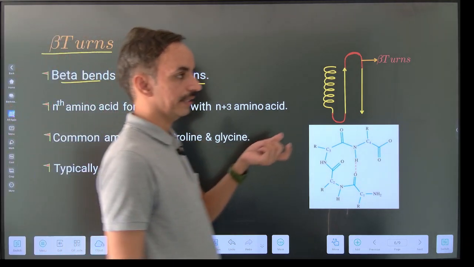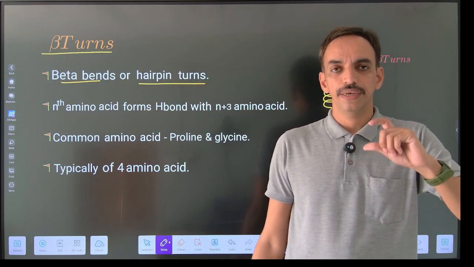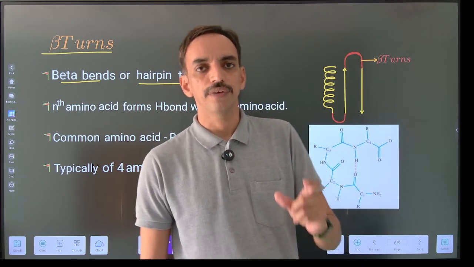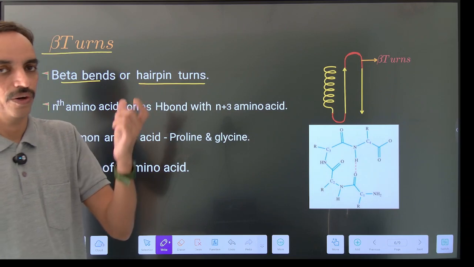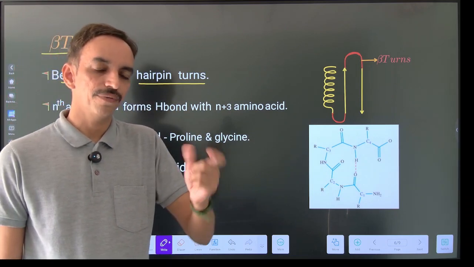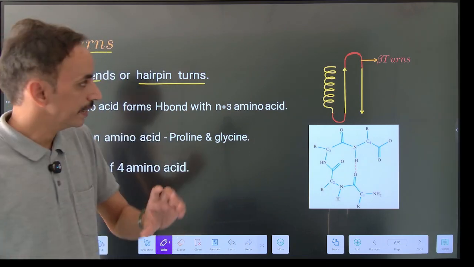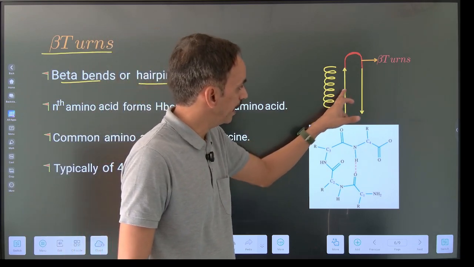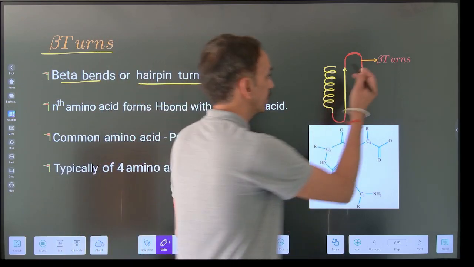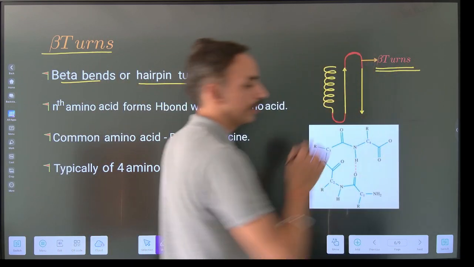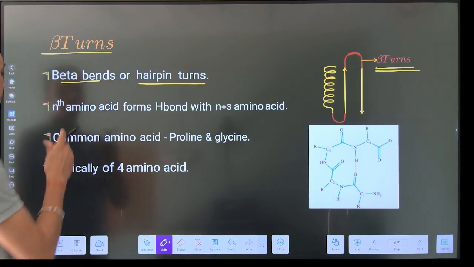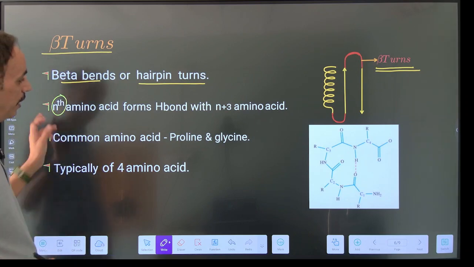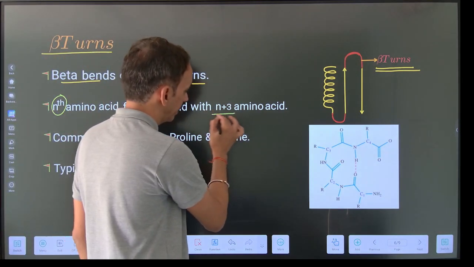Now these beta turns or hairpin turns play a vital role in the formation of globular structure. These turns are generally found on the surface of the globular protein, where they connect two anti-parallel beta sheets. There is a connection of two anti-parallel beta sheets through the beta turn. In case of the beta turn, the nth amino acid forms a hydrogen bond with n plus 3.